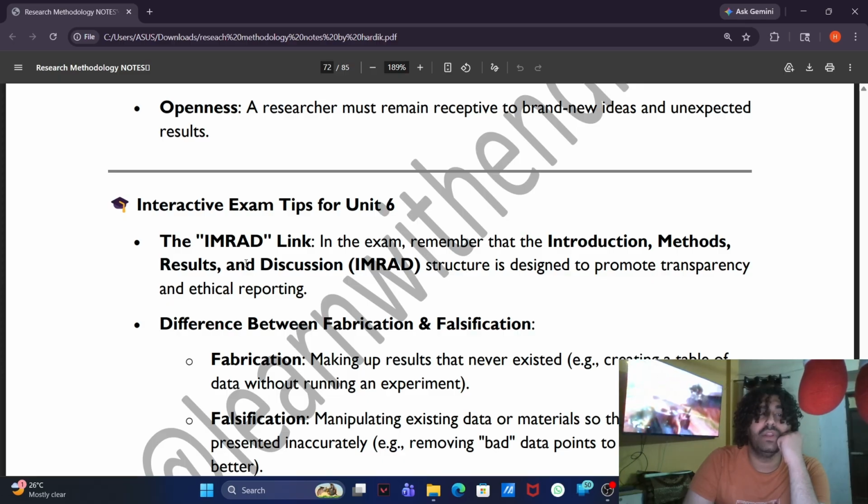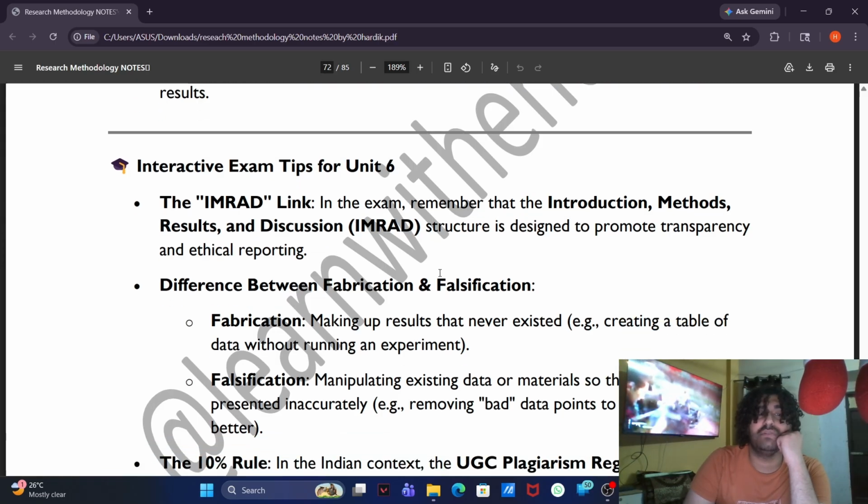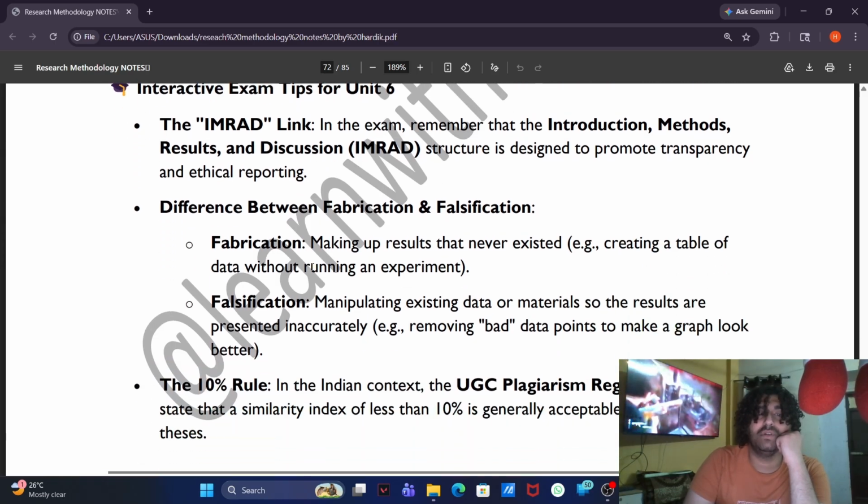Example for you guys, the IMRD link. In the exam, remember the introduction, methods, results and discussion structure. It is designed to promote transparency and ethical reporting. The difference between fabrication and falsification.